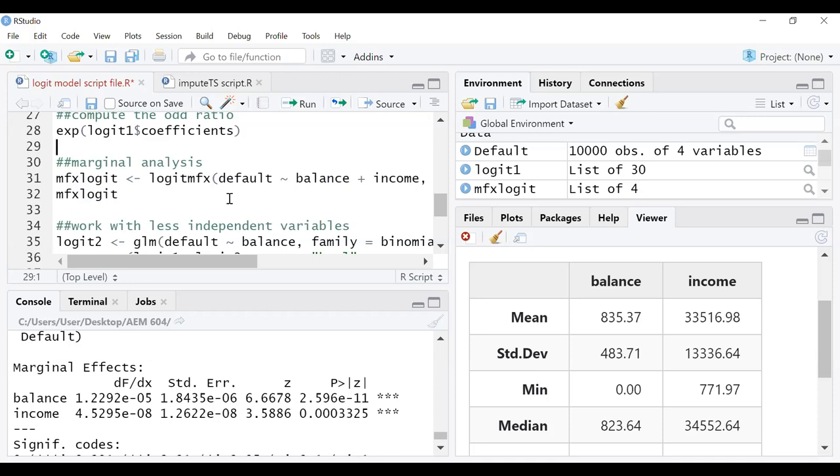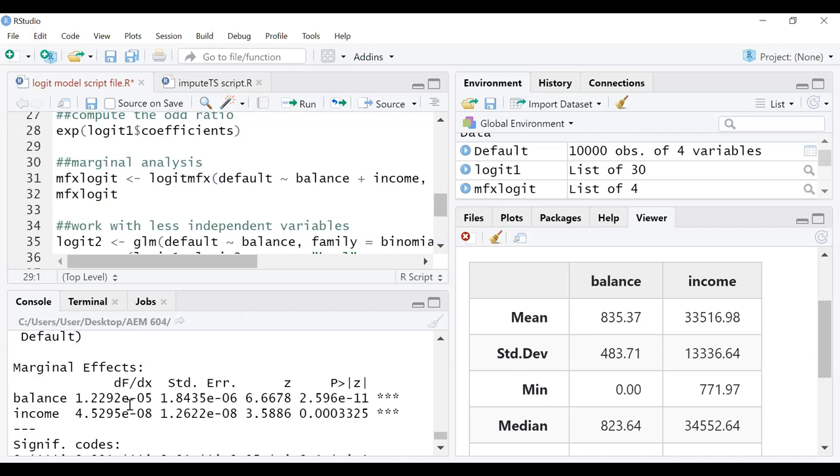May I have a question, Prof? Yes, I'm listening. I hear you talking about the probability, but when I'm looking at the balance, I can see the 1.2292, but I can't see which is the probability here. The marginal effect. Can you see the marginal effect? Yes, I see the marginal effect. Okay, so the marginal effect, this one that is DF over DX, is the probability that we are interpreting. But I heard you saying 0.0 something. Yes, you have 1.229 E minus 5.